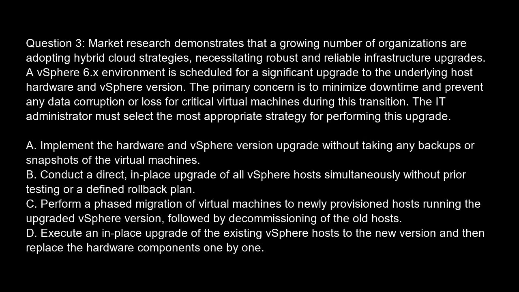Option A. Implement the hardware and vSphere version upgrade without taking any backups or snapshots of the virtual machines. Option B. Conduct a direct, in-place upgrade of all vSphere hosts simultaneously without prior testing or a defined rollback plan. Option C. Perform a phased migration of virtual machines to newly provisioned hosts running the upgraded vSphere version, followed by decommissioning of the old hosts. Option D. Execute an in-place upgrade of the existing vSphere hosts to the new version, and then replace the hardware components one by one.